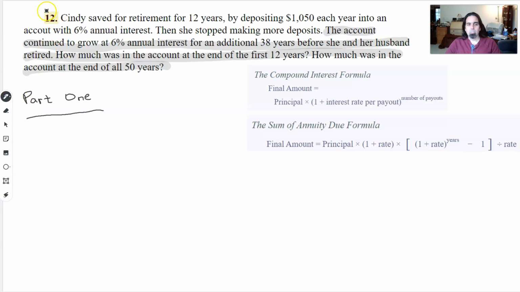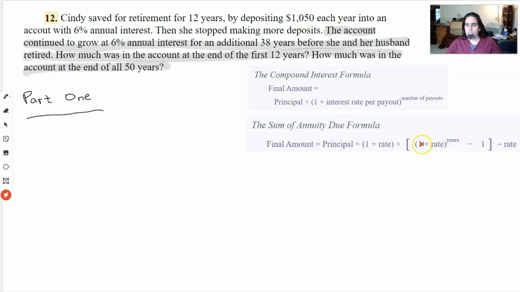Okay. Cindy saved for retirement for 12 years by depositing $1,050 each year into an account with 6% annual interest. Then she stopped making more deposits. So which of these are we using? Compound interest or sum of annuity due? Maybe pause, make a guess, figure it out, and then keep going. So it's sum of annuity due because she's making repeated deposits every year, the same amount.